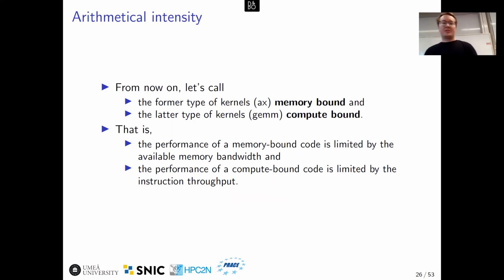with. So I'm going to be introducing these 2 terms here without actually defining them that clearly. I'm calling this former type of code, this AX, memory bound, because based on the profiler and the results I got, the performance is clearly being limited by the amount of memory bandwidth we have available. And the other type, this gem kernel, I'm calling compute bound, because there the performance is being limited by the number of flops the GPU or CPU is able to perform per second. That is, the performance of memory bound code is limited by the memory bandwidth, and the performance of the compute bound code is limited by the instruction throughput.